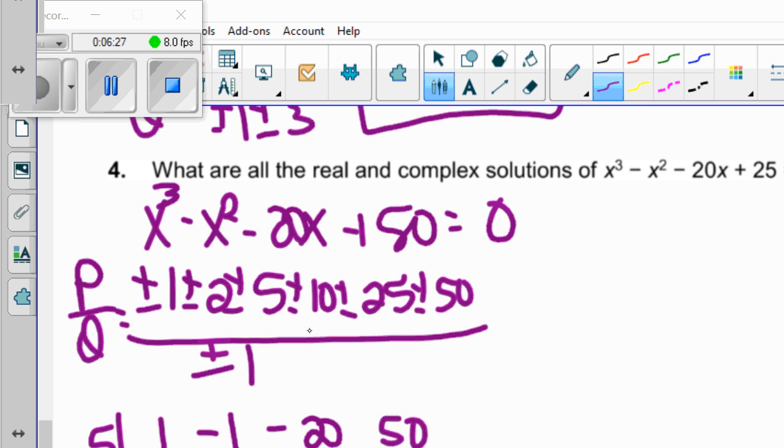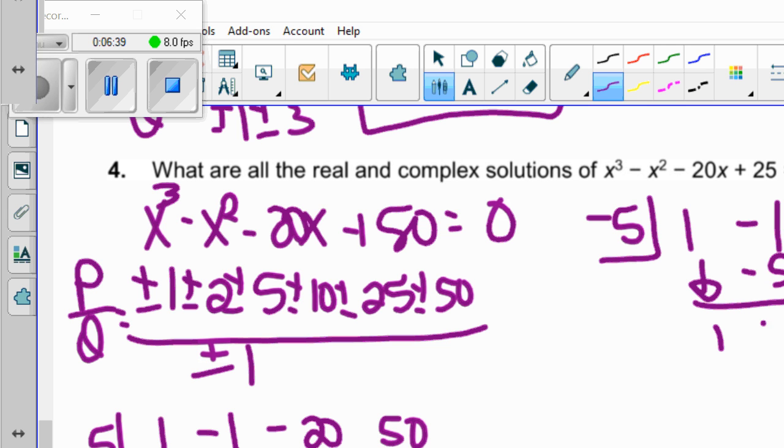So now I'm going to try negative 5. So 1, negative 20, 50. Bring my 1 down, negative 5, negative 6, 30, 10, yay! So x equals negative 5 worked. All right. So now I have x squared minus 6x plus 10 equals 0.